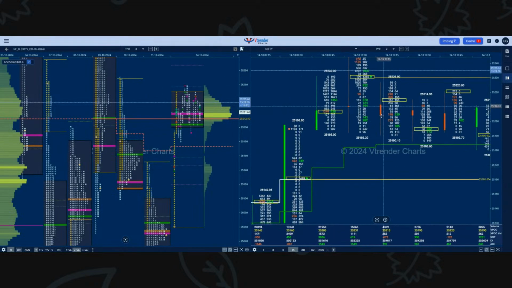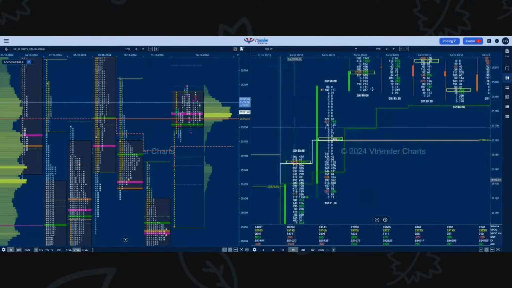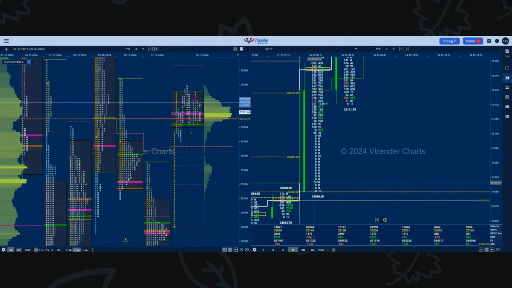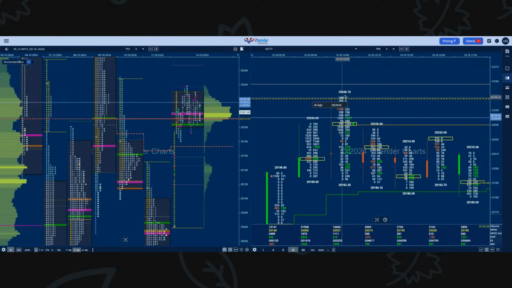But what happened in the B period was we hit this high of 25248, but what we saw on the sell side, zeros on the sell side at the lows, we were seeing the opposite on the top. We are getting zeros on the buy side at the top, and we had some big sell side numbers stacked up.